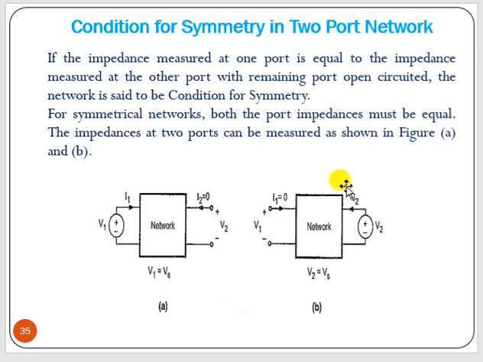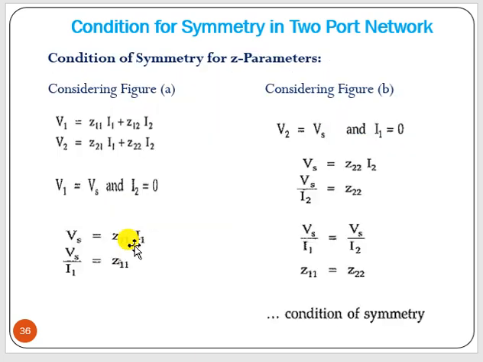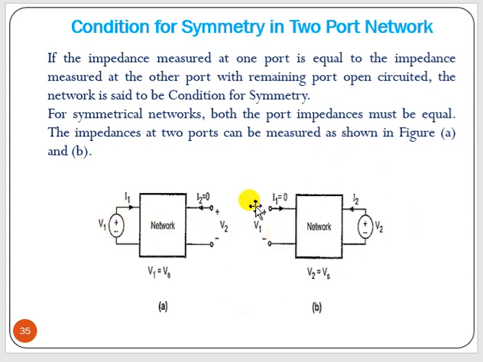Now the condition for symmetry in a two-port network. Symmetry means that if the impedance measured at one port is equal to the impedance measured at the other port with the remaining port open circuited, the network is said to satisfy the condition for symmetry. Now for symmetrical networks, both the port impedances must be equal. The impedances at the two ports can be measured this way. We can connect a voltage source V1 equal to Vs, and the output port is open circuited, so current is 0, and we can find Vs by I1. For the second case we can connect the voltage source V2 or Vs at the output side and keep the input side open circuited, and find the impedance, that is Vs by I2. If both are equal, then that is the condition for symmetry.